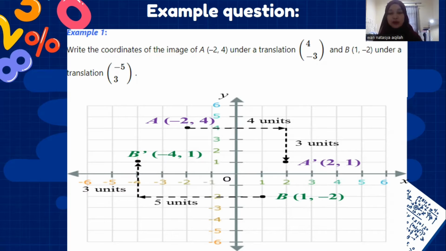Okay, next we move to the B object, which is (1, -2), and the translation is (-5, 3). Because this number is negative, we move to the left: 1, 2, 3, 4, 5. For 3, we move up because it is positive: 1, 2, 3. So we get (-4, 1) for the image.